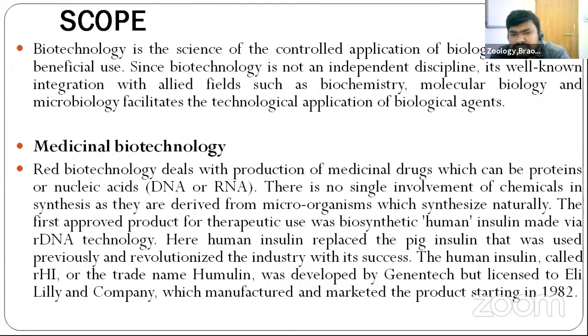The human insulin called rHI, or by the trade name Humulin, was developed by Genentech but licensed to Eli Lilly and Company, which manufactured and marketed the product in 1982. So it is one of the important red biotechnology products, which deals with the production of drugs with DNA or RNA. So there is no single involvement of chemicals.